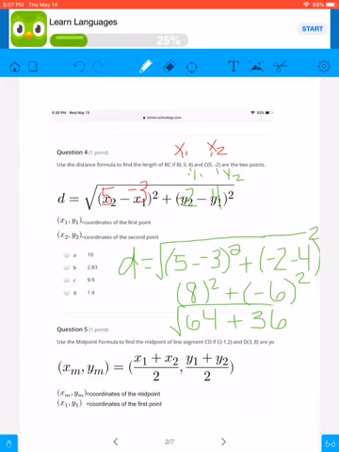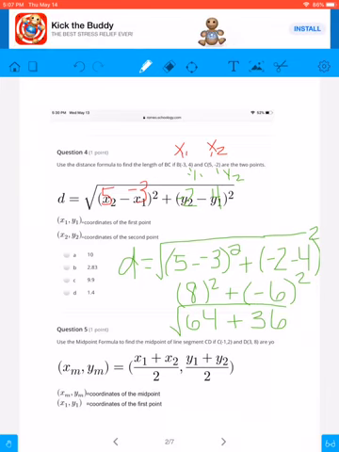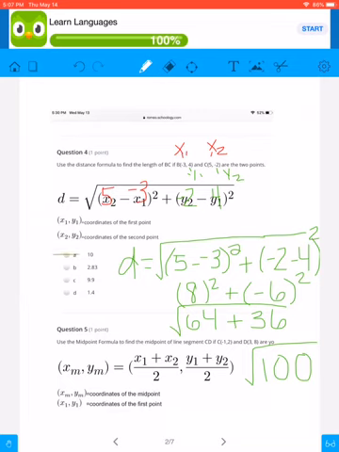They're still under the square root, which we do last. So 64 plus 36, if you were to add those together, would be 100. And then you have to take the square root. So when you take the square root of 100, the answer is 10. So the distance between those points is actually 10.